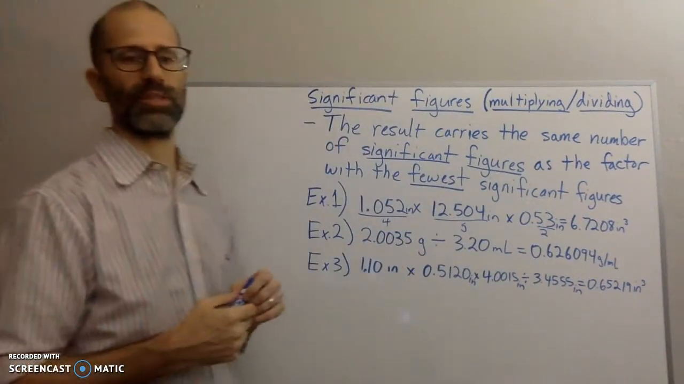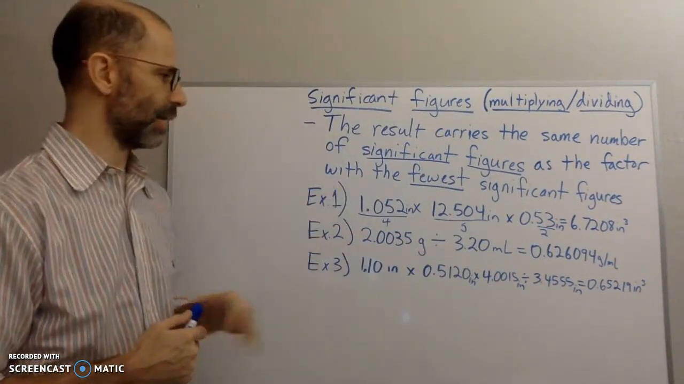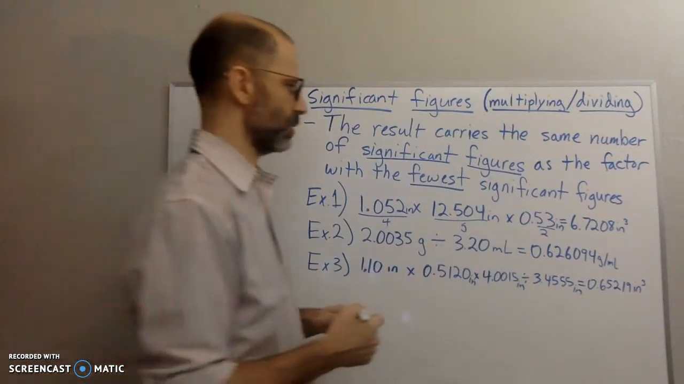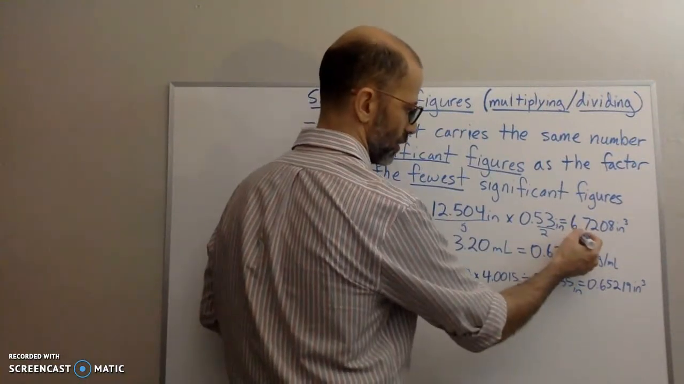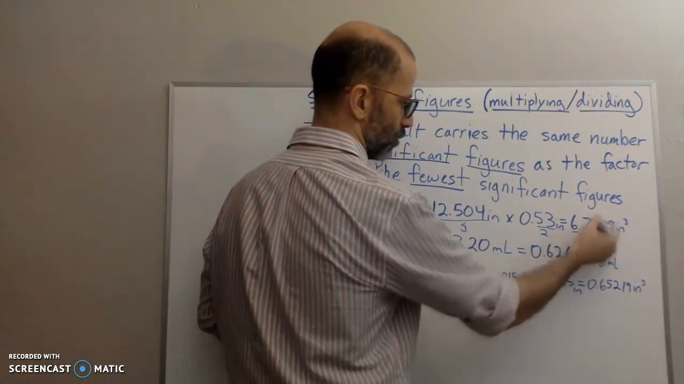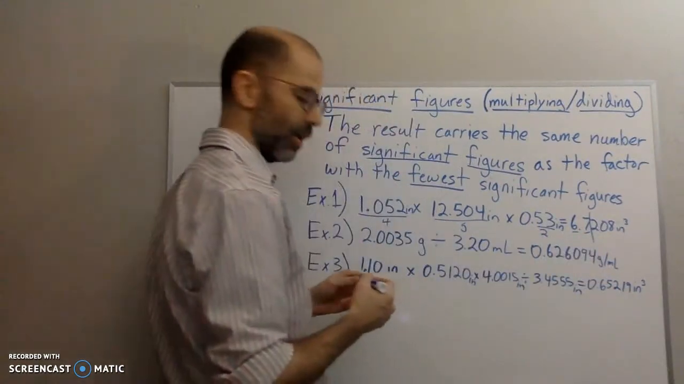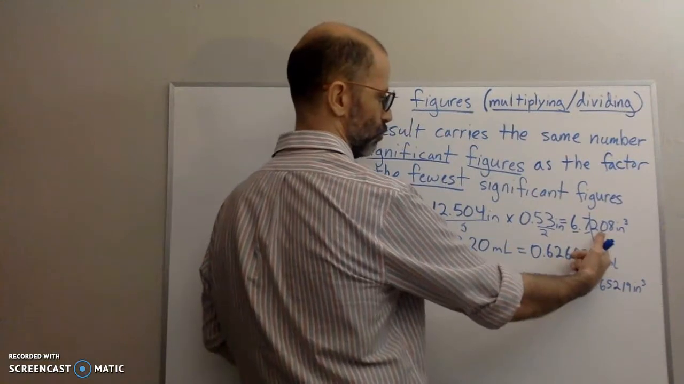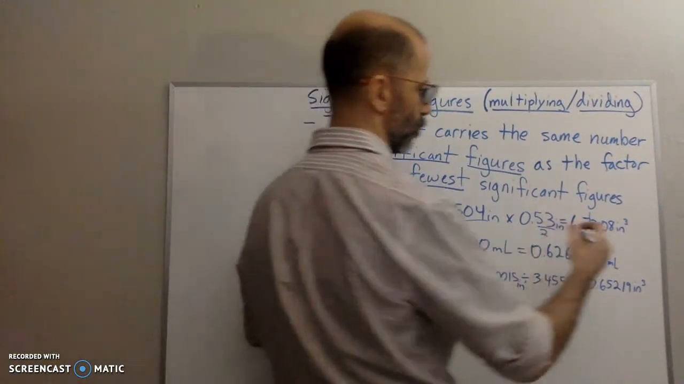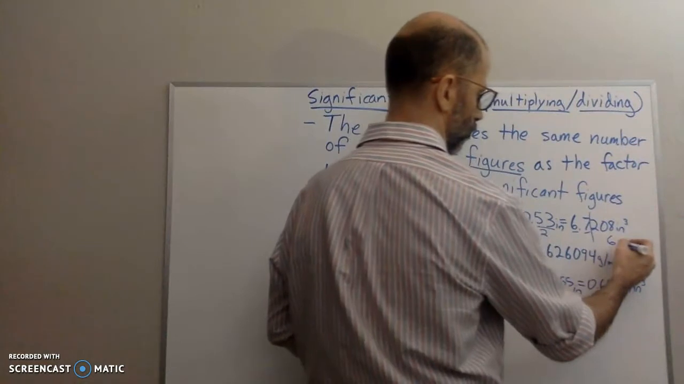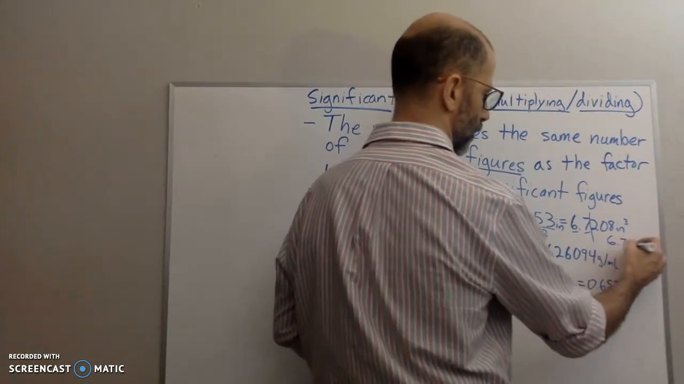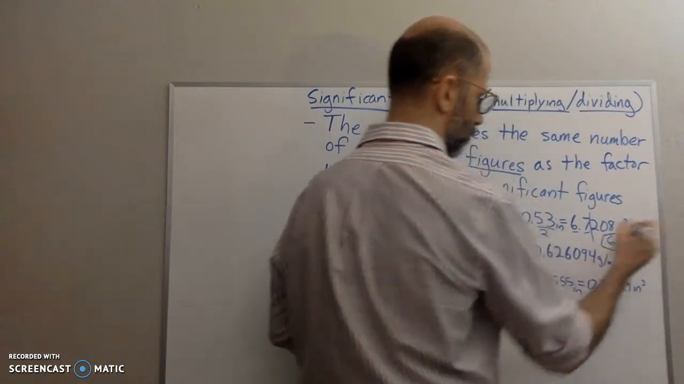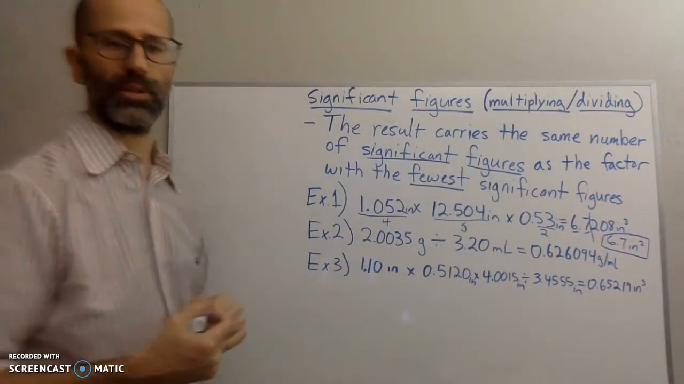The least number of significant figures in this example is 2. So you're only allowed to keep 2 significant figures. So you keep the 6 and the 7. There's your 2, and you cut it off there. So again, rounding, this is a 2, so you keep the 7. So your answer that you report is going to be 6.7 inches cubed. So that would be your final answer.